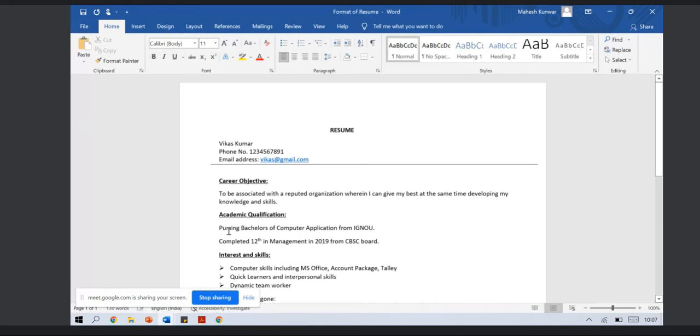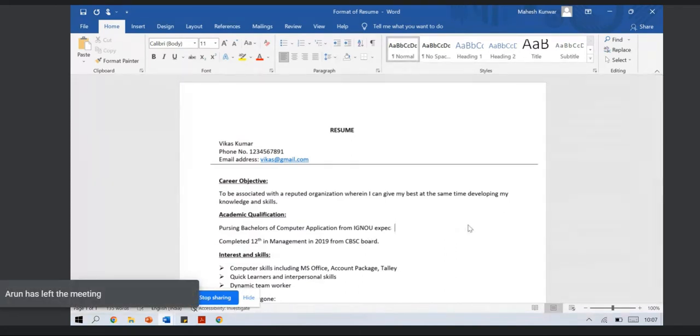Okay. This is one of the formats of resume writing for a fresher. And if you are a fresher, and of course mostly since you are in the second semester, you must be a fresher, you have to mention a career objective, then your academic qualification: pursuing Bachelor of Computer Application, BCA, from IGNOU. Or you can write expected to complete in 2025 or 2024, whatever year you are expected to complete. If you would like to mention that, but this is not necessary.